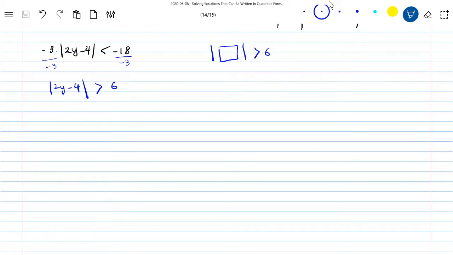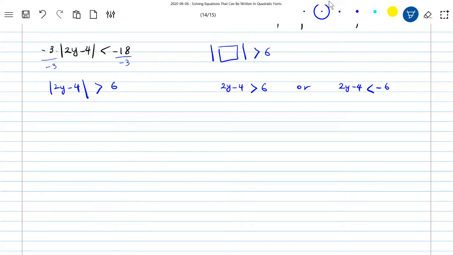But this is the case when you have two options. Either the input is greater than 6 or it is smaller than -6. So this input in this case is 2y minus 4. So either 2y minus 4 is greater than 6 or 2y minus 4 is less than -6.